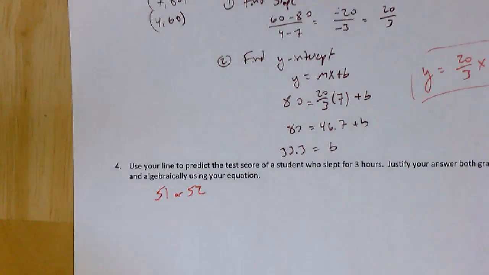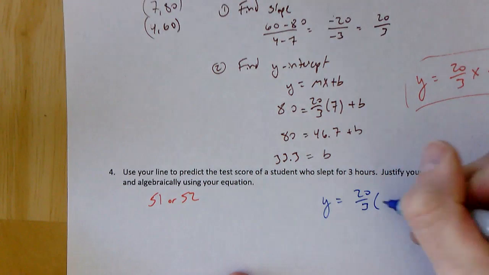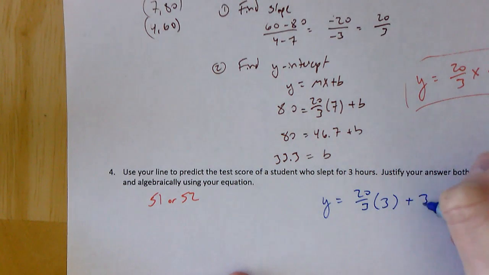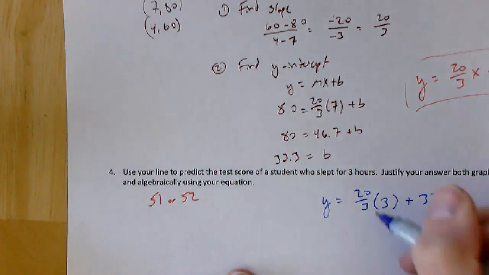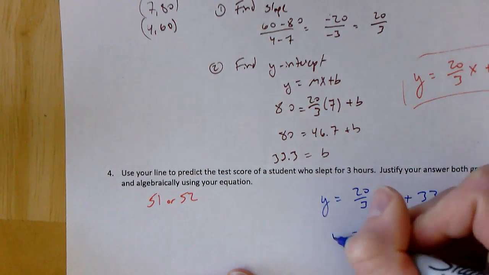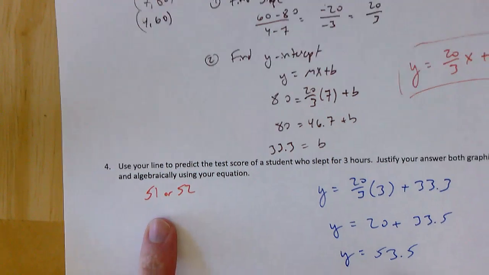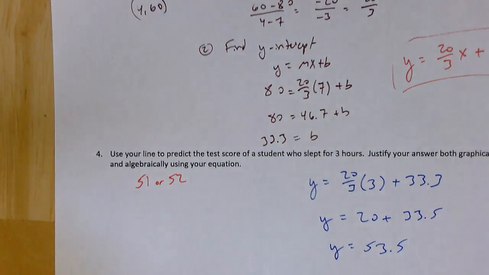And then I want to justify my graph using my equation. So I pulled that one off using my line. Now using my equation, I'm just going to say, what happens when I plug in 3 for x, 3 for my number of hours of sleep? Well, that's going to work out to 20 over 3 times 3 plus 33.3. And when I calculate that, it works out to 53.5, which is not far off from the guess that I got just by looking at my graph.